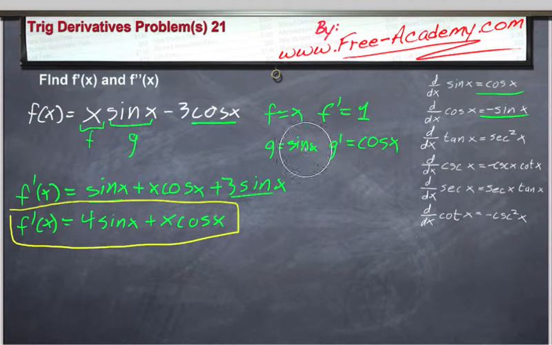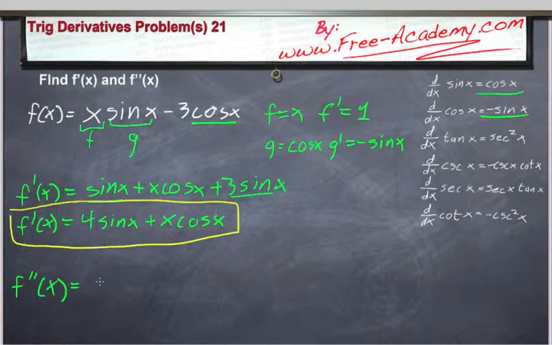Now we don't have to go very far to see that taking the second derivative is going to be very similar to doing the first derivative. We'll do the product rule on the second term here, f being x, f prime being 1. g is cosine of x, so g prime will be equal to negative sine of x. So now we can plug everything in and do our second derivative.